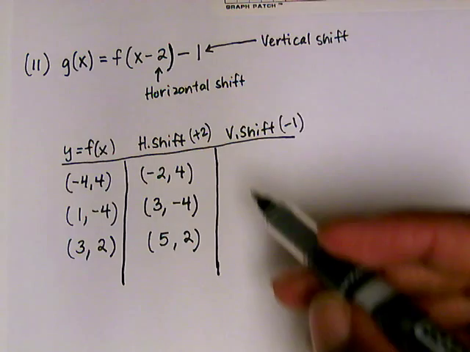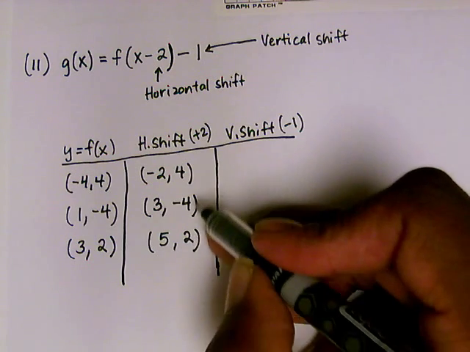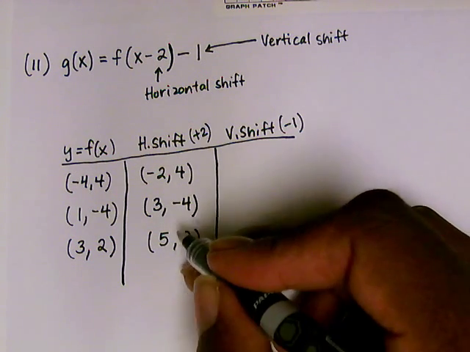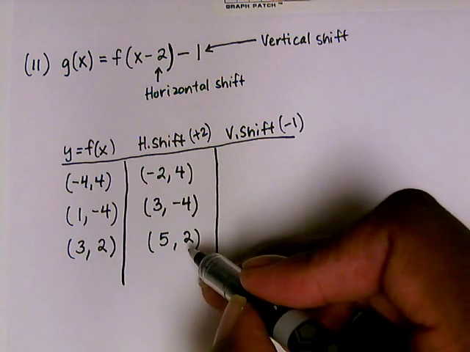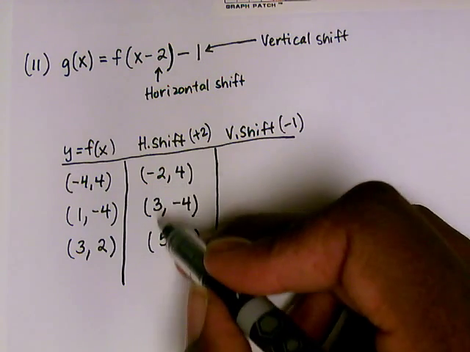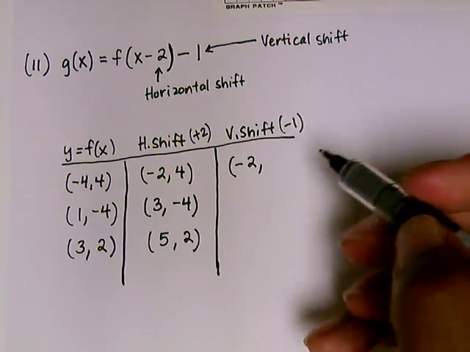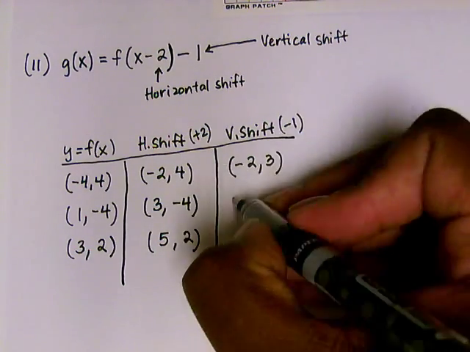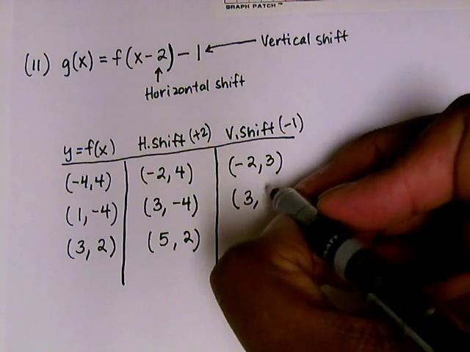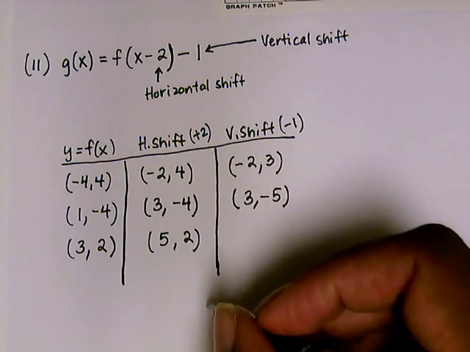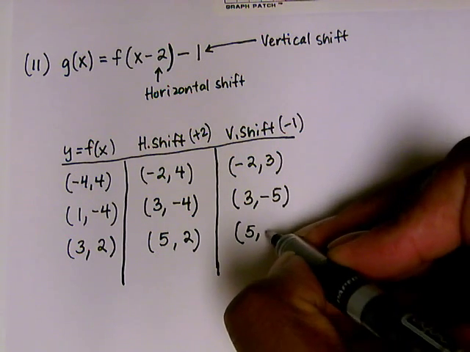Now for the vertical shift, I'm going to subtract 1 from each of these y coordinates here. I'm using these ordered pairs after doing the horizontal shift to come up with new ordered pairs after doing the vertical shift. So I'm going to subtract 1 from each y coordinate because it's a vertical shift. The x coordinate remains the same. So if I bring over the negative 2 here, and if I do 4 minus 1, that will be 3. The next ordered pair, 3, I bring over the 3. Let's do negative 4 minus 1. That's negative 5. And then for the last ordered pair, which is the 5, if I do 2 minus 1, that's going to be 1.